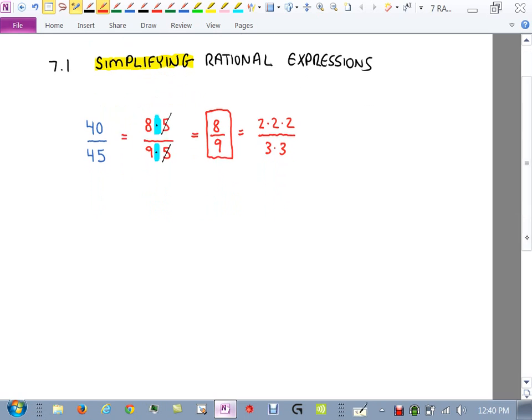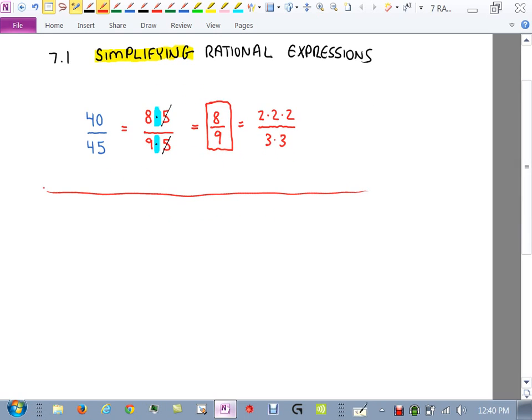Be careful, though. What if I gave you a different problem and I said, what's 8 plus 5 over 9 plus 5? Can you simplify this? I'm trying to get you to compare that to this up here that I just circled in yellow. That was 8 times 5 over 9 times 5. There we canceled the 5s, right? When I have 8 plus 5 over 9 plus 5, can I cancel the 5s? No.